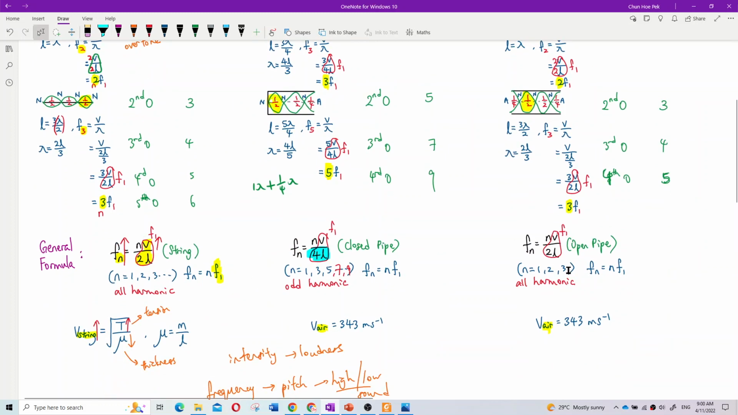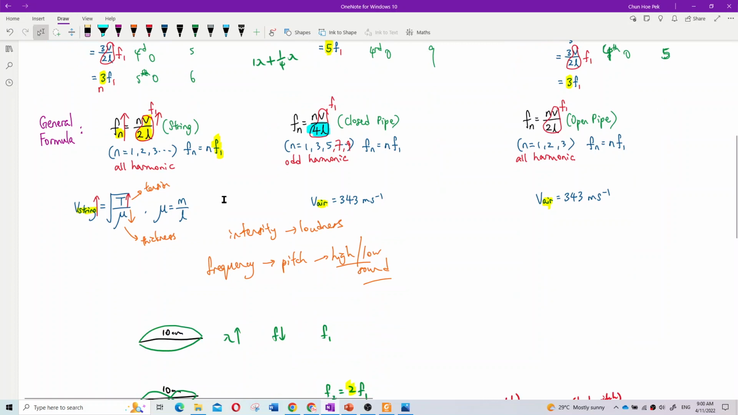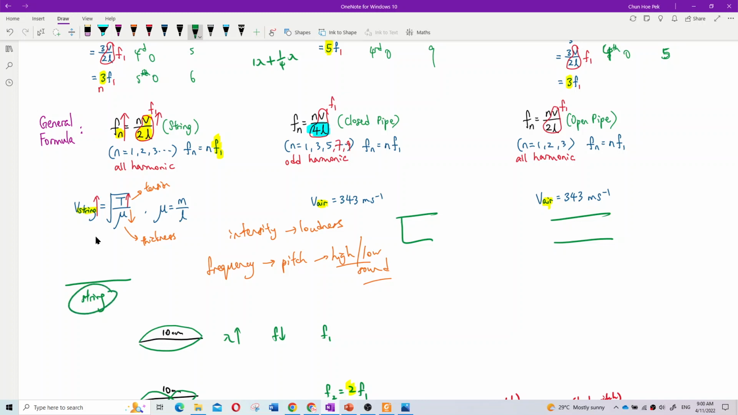So this string and open pipe both are 2L, 2L. Only the closed pipe is 4L. Okay, class, last one is this one: speed of sound. This one is using string, this one is using closed pipe, this one open pipe. So this one is string. This one is air particle, air particle.